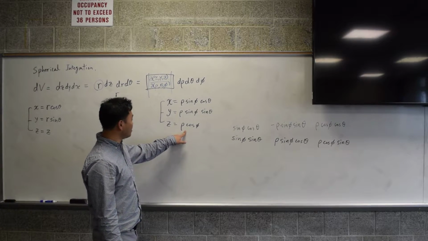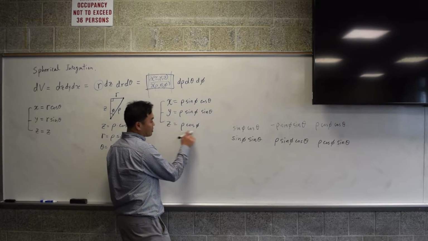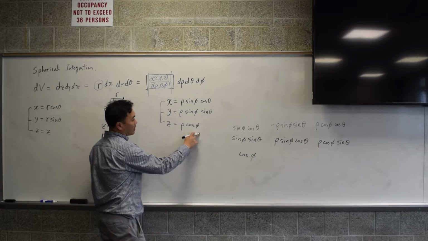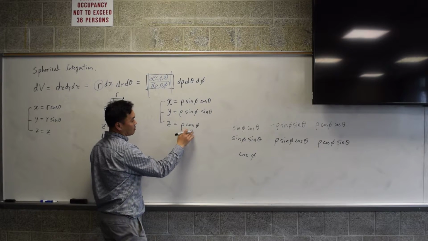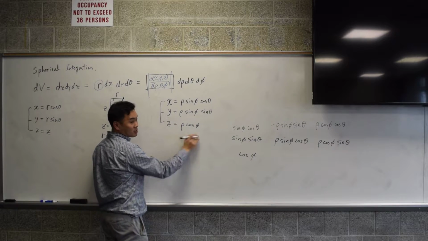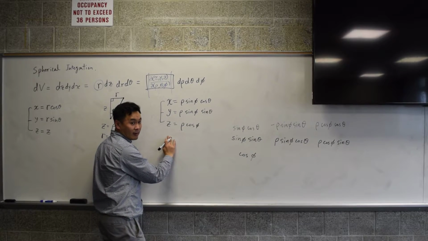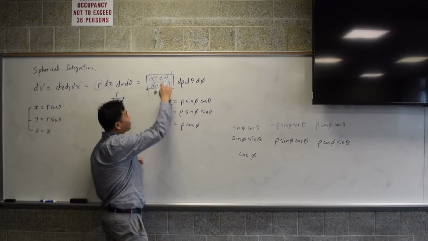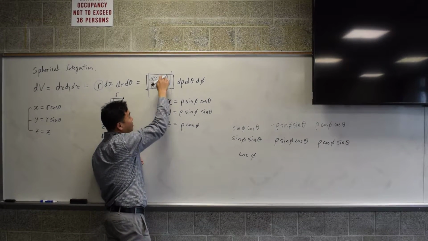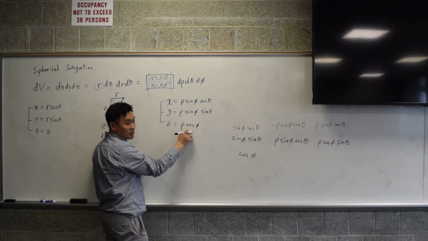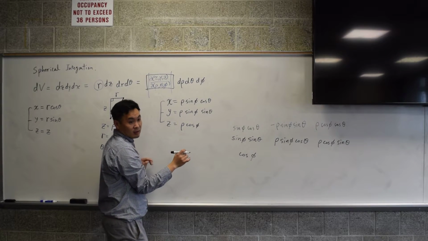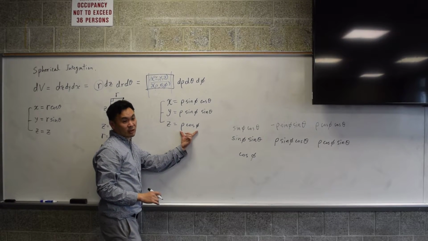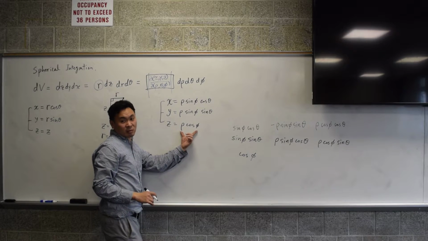Okay, now we have to differentiate z by rho. So if I differentiate this by rho, I get cosine phi. If I differentiate this by theta, what do I get? You have to differentiate z by rho, z by theta, z by phi. So if I differentiate this by theta, what do I get? Rho cosine phi. These are considered as what? Constants. If you differentiate this constant by theta, you get?